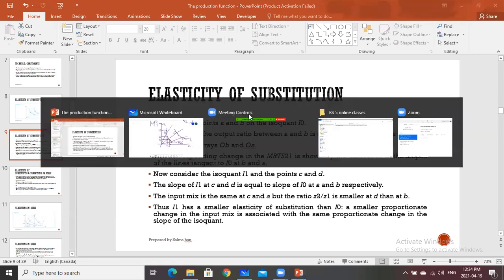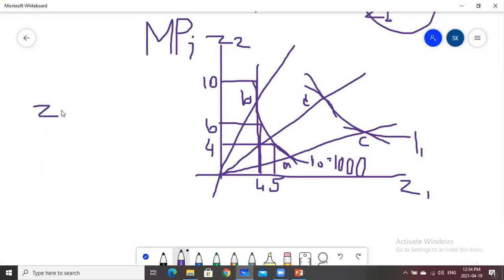Output ratio, what do we mean by output ratio? कितना Z2 यूटिलाइज हुआ है और कितना Z1 यूटिलाइज हुआ है. This is shown by the output ratio.